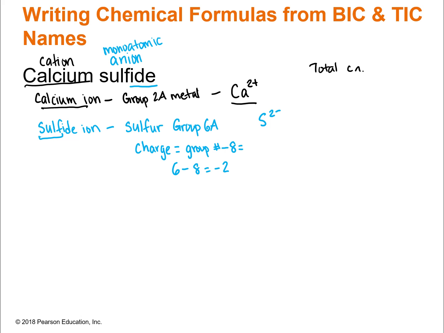With our total charge here, we've got 2 plus for the cation, 2 minus for the anion. So they're equal but opposite. That means for our chemical formula, we're going to have one of each. So this is the formula for calcium sulfide. Are we good with that example? I have another example, but are we good with that one example, or do I need to run through that again?